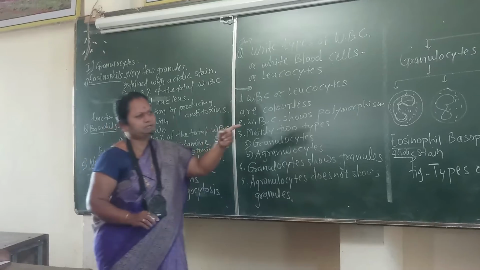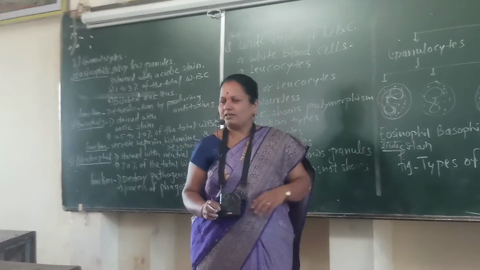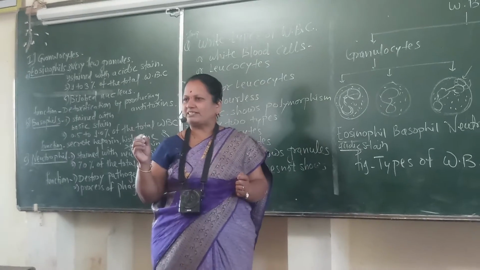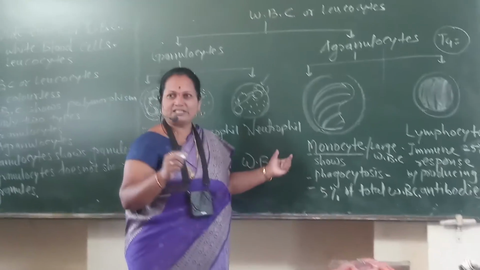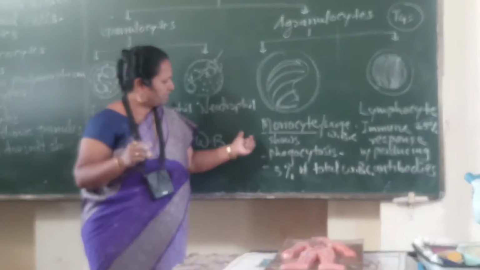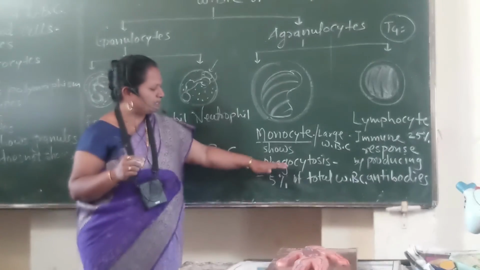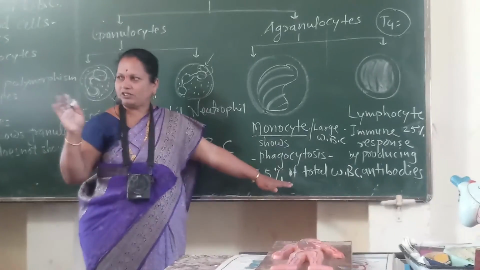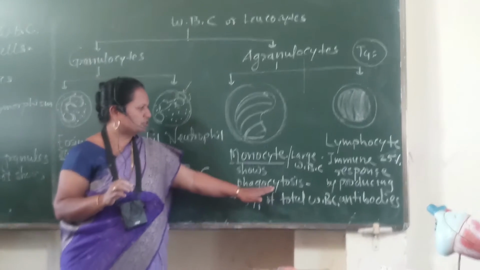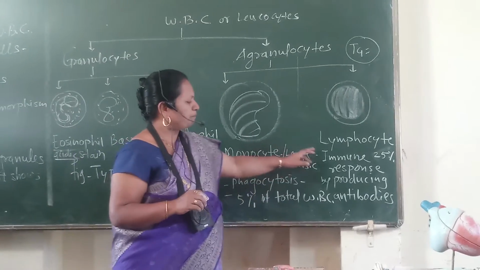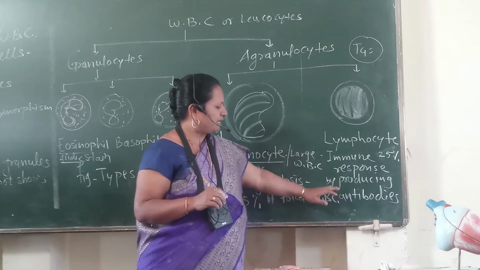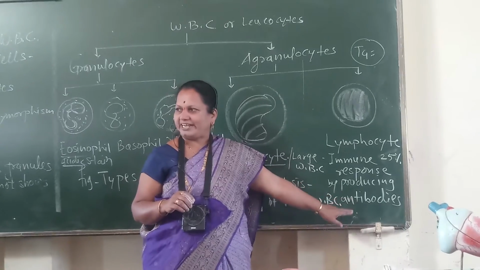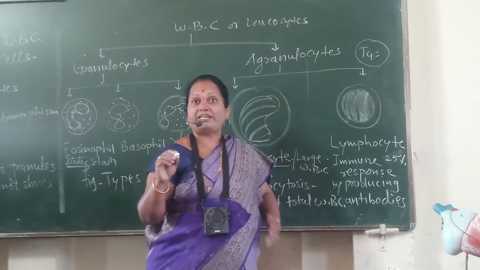What is the function of monocytes? The number of monocytes increases in some ill conditions like cancer. Here, monocytes show how many percent? 5% of the total WBC, and the main function is phagocytosis. And lymphocyte percent, 25% of the total WBC, and the main function is production of antibodies.